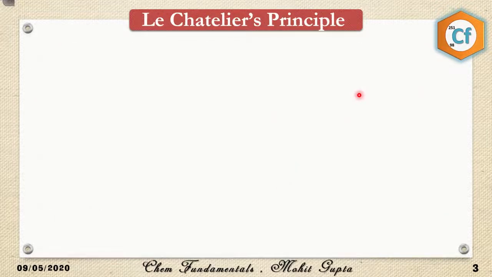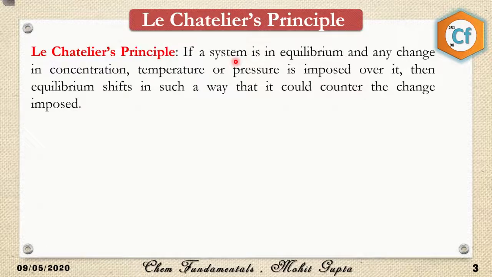So first of all, we'll be discussing what Le Chatelier's principle is. Le Chatelier's principle says if a system is in equilibrium and any change in concentration, temperature, or pressure is imposed over it, then equilibrium shifts in such a direction, or in such a way, that it could counter the change imposed.